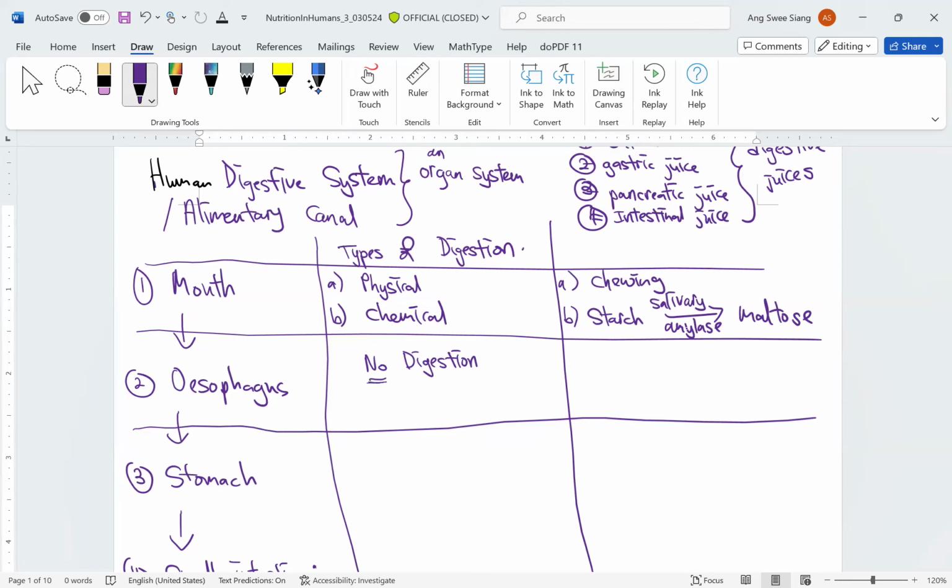But if you use common sense, if you apply what you learn in enzymes, you should know the salivary amylase can still work. So there is no digestion, so there's nothing to talk about. So what is so special about the esophagus? The esophagus is like a muscular tube. It's a muscular tube.